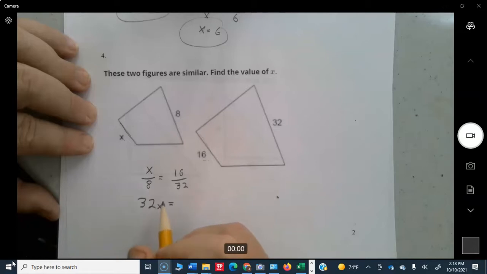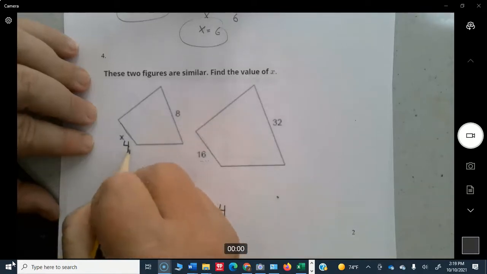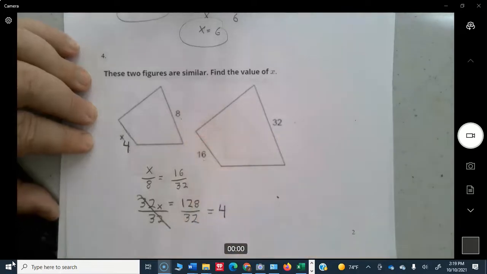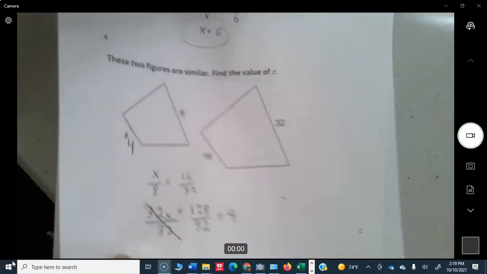And 8 times 16 is 128. Okay, divide both sides by 32. And you have that equals 4. So x equals 4, and of course 4 is half of 8, and 16 is half of 32. So that's how you do that.